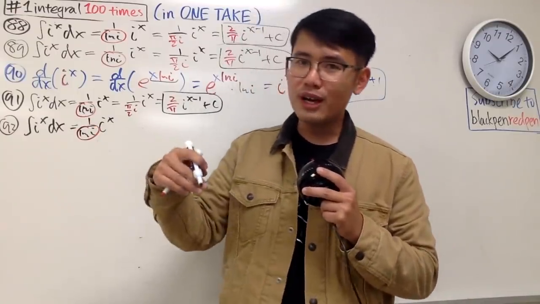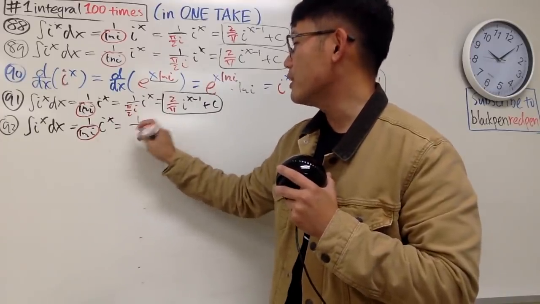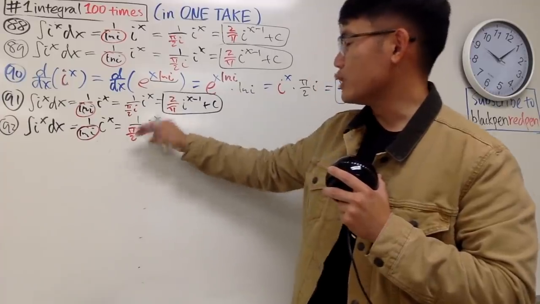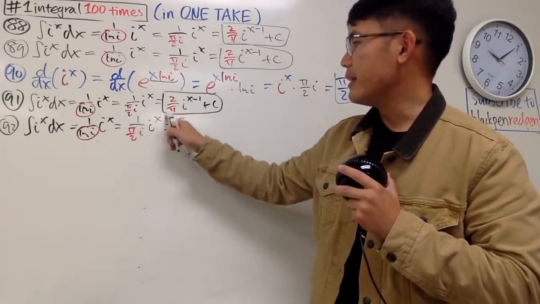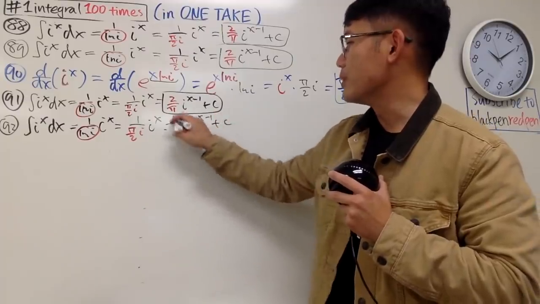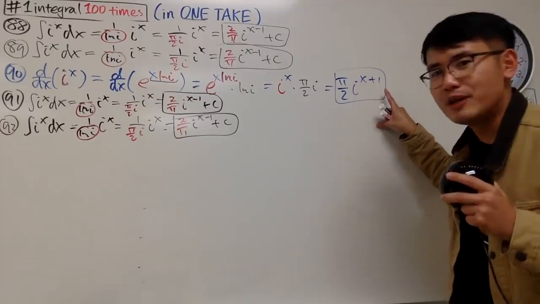The natural log of i is pi over 2i. So this right here will give us 1 over pi over 2i, and this right here is i to the x power. Do the reciprocal of this, which is 2 over pi, and then subtract the powers, so we get i to the x minus 1 power, and then we're done. So put a plus c right here. Oh my god, did I forget to put down a plus c right here?